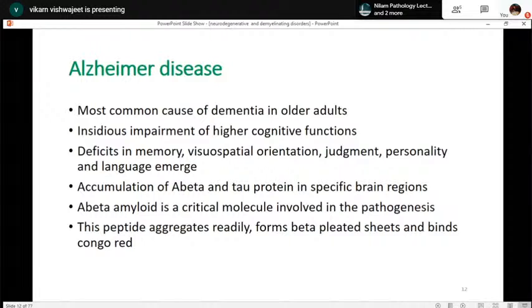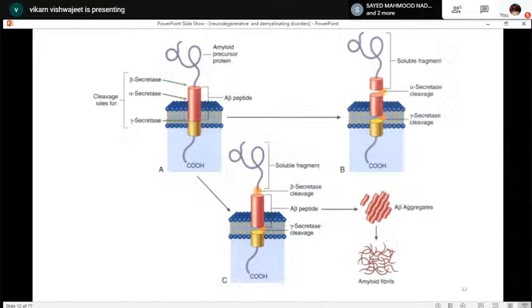This disease is typified by accumulation of amyloid beta and tau protein in specific brain regions, and these are the main proteins responsible for the pathogenesis of Alzheimer's disease. This peptide, amyloid beta peptide, aggregates readily and forms beta pleated sheets and binds congo red. So just a few lines about the pathogenesis of Alzheimer's disease.